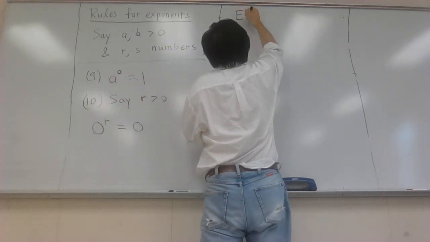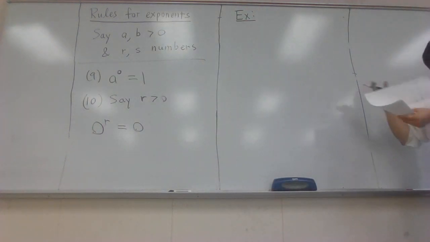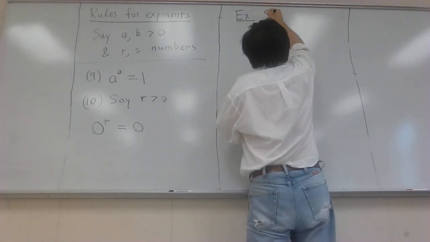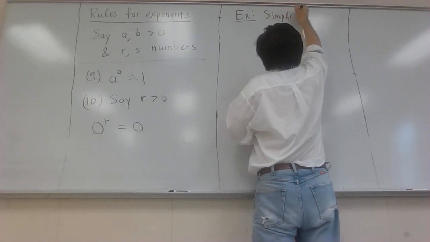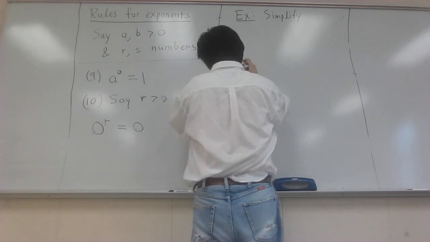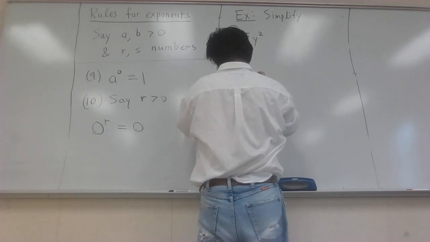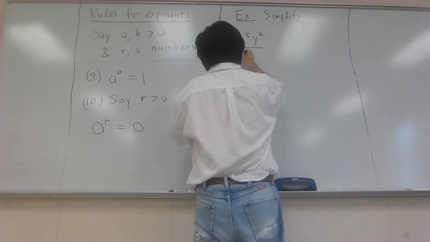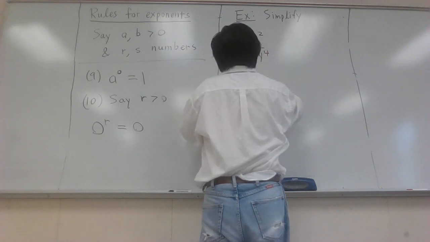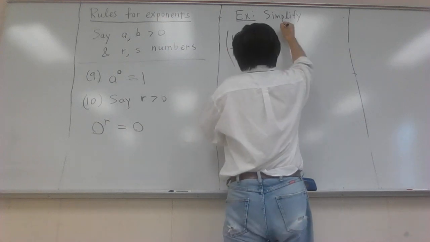So here's an example. Say that you're asked to simplify the following expression: 4 times x to the power of 5, y to the power of 2, divided by 16x times y to the power of 4, and the whole thing to the power of 3.